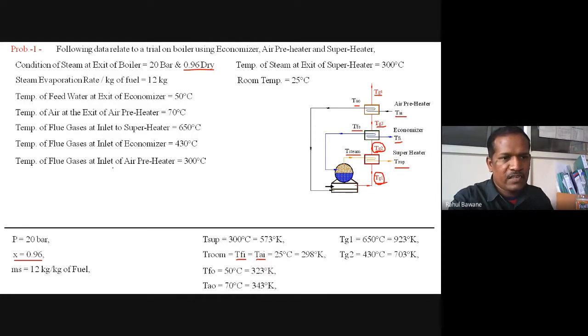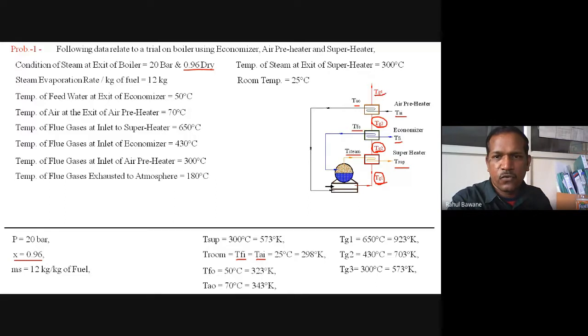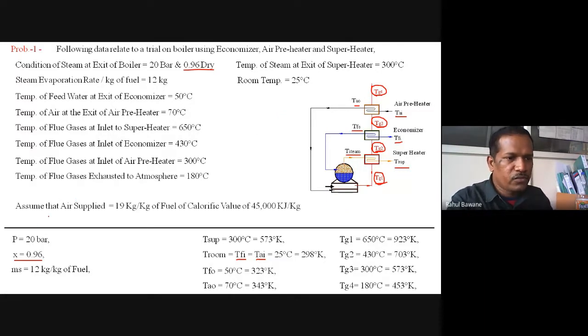Temperature of flue gases at inlet to air preheater, that is TG3. Then flue gases exhausted to atmosphere, that is TG4. This is the temperature of the exhaust gases entering the atmosphere. So TG4 is there. Then assume the air supplied, so mass of air is 19 kg per kg of fuel. So mass of steam and mass of air, both are given per kg of fuel. And the fuel calorific value is given as 45 kilojoule per kg.